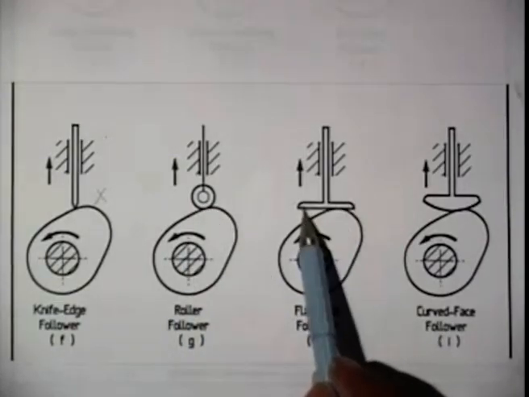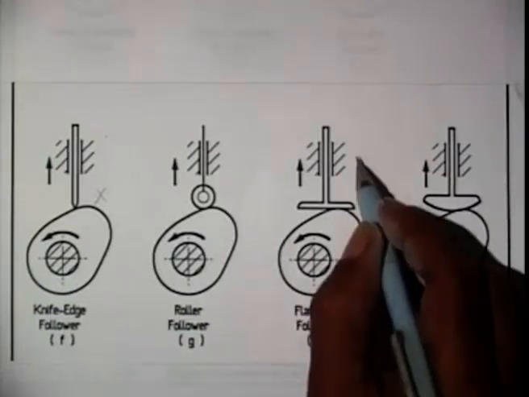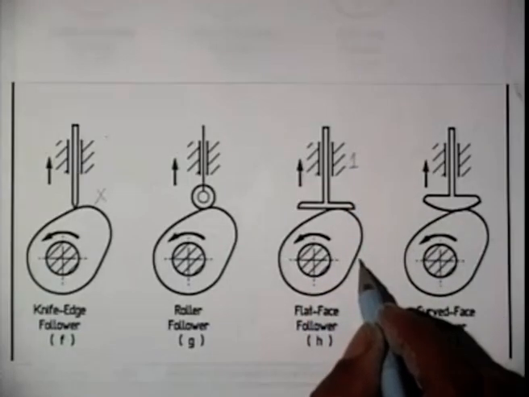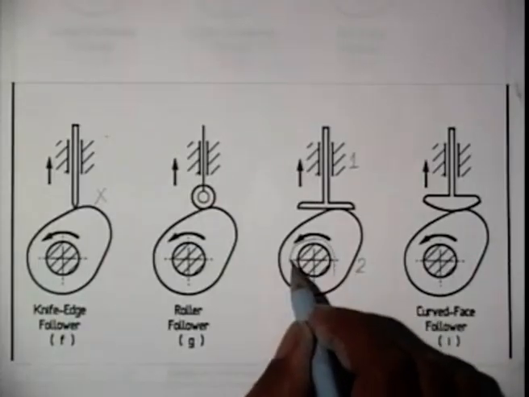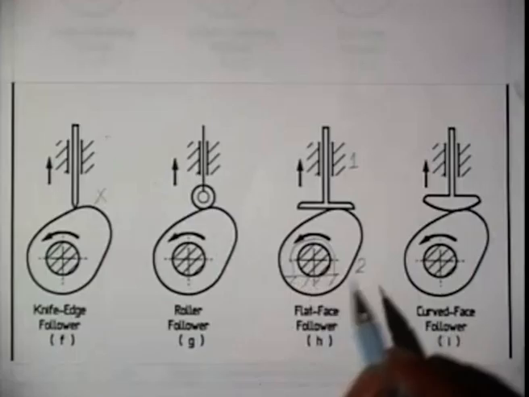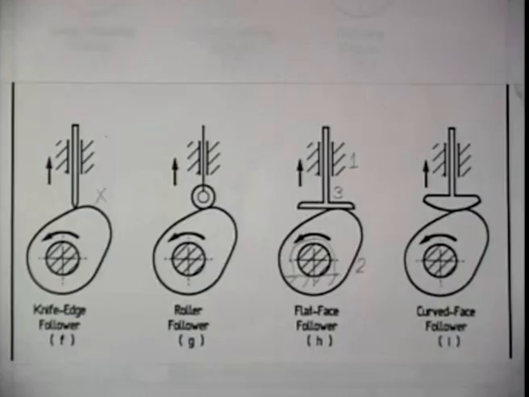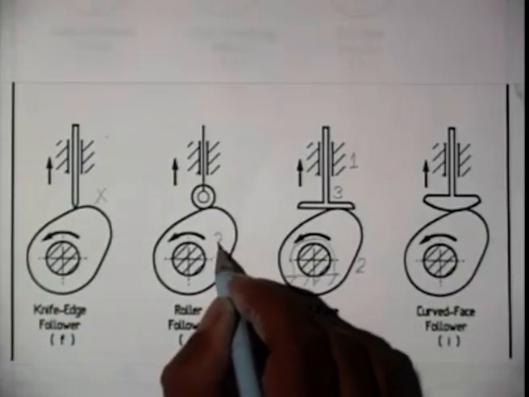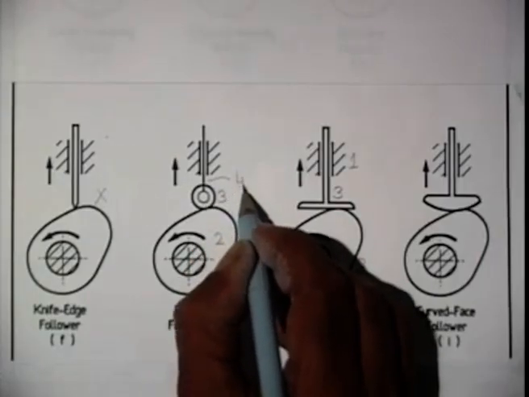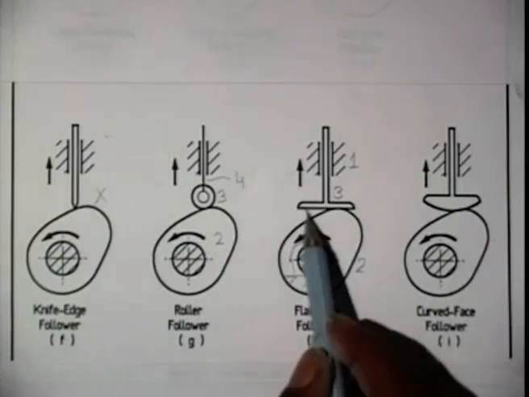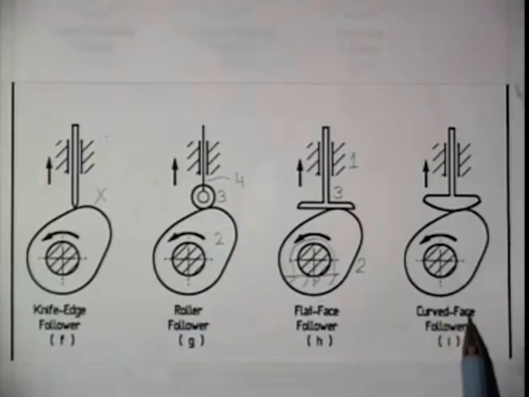But we can use a flat face follower which is directly in contact with the cam surface. So this becomes a three-link mechanism: the fixed link 1, cam 2, which has a revolute pair with the fixed link here. This is the cam shaft in its bearing, and the follower is link number 3. Whereas here we had 2, roller is 3 and follower is 4. Instead of a flat face, we can also have a curved face as shown here, and then we call it a curved face follower.